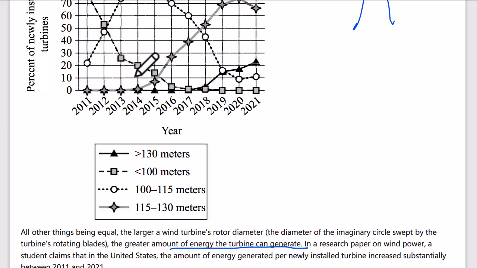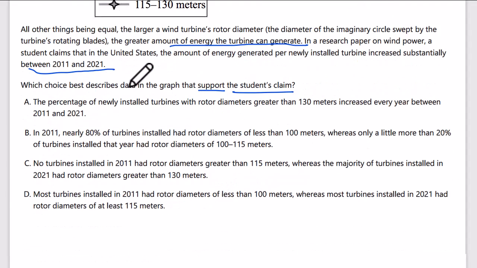No, it was 0 or flat for the first few years, okay? In 2011, so that's not really going to answer our question. In 2011, nearly 80% of turbines installed had rotor diameters less than 100 meters, whereas only a little more than 20% of turbines installed in that year had rotor. Okay, that doesn't tell us change. That's a snapshot in a year. We don't want a snapshot. We want change, how we keep increasing with greater diameters to produce greater energy, and that would support the student's claim.